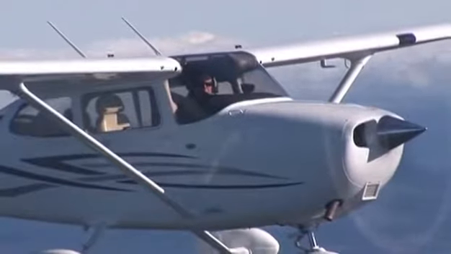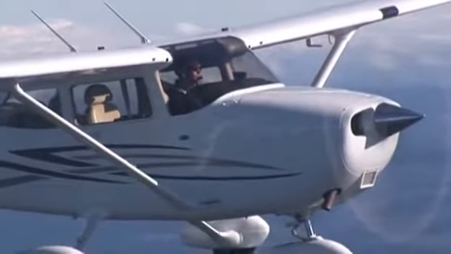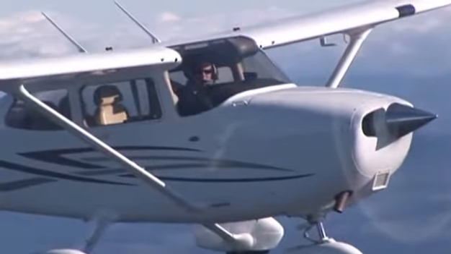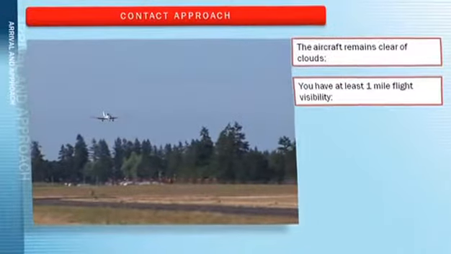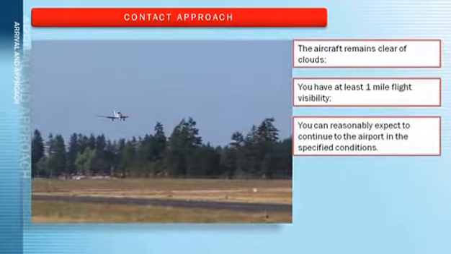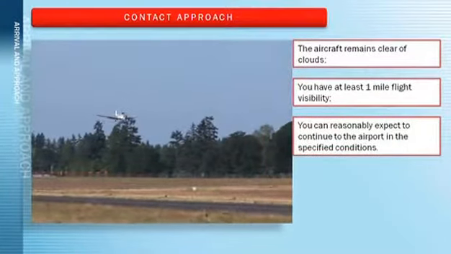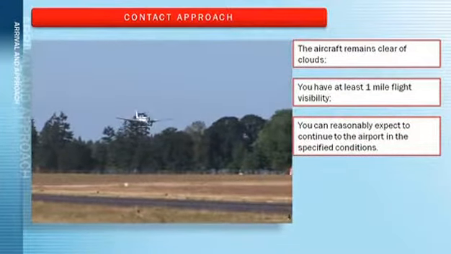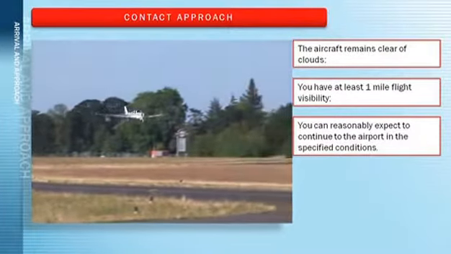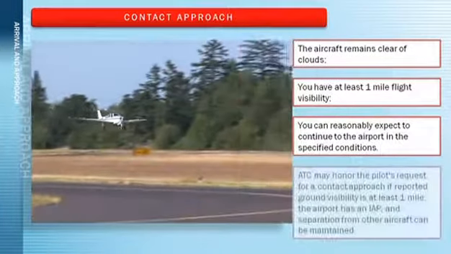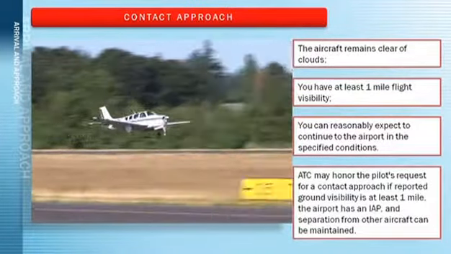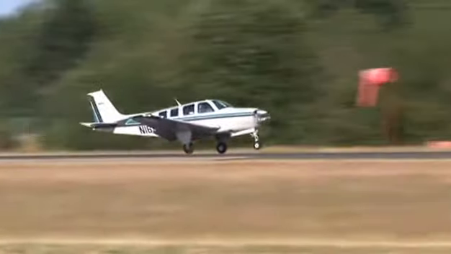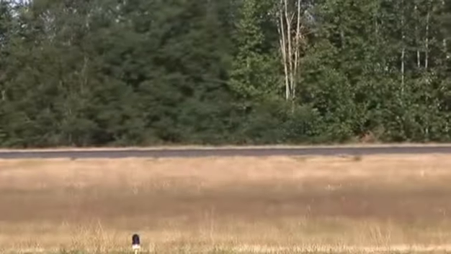So, to get a contact approach, the pilot must remain clear of clouds and have at least 1 mile visibility from the cockpit, and must also believe the aircraft can continue to be flown to the runway under at least these conditions and remain clear of clouds. Only the pilot can make these determinations from the cockpit. Controllers cannot make these decisions for you. All right, let's kick it back over to Matt for another FAA test question.